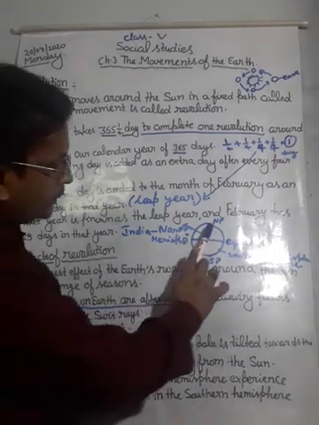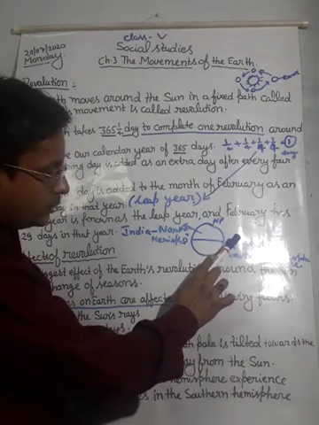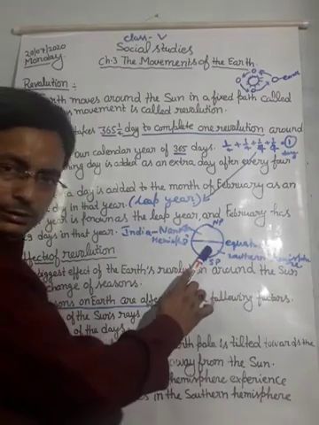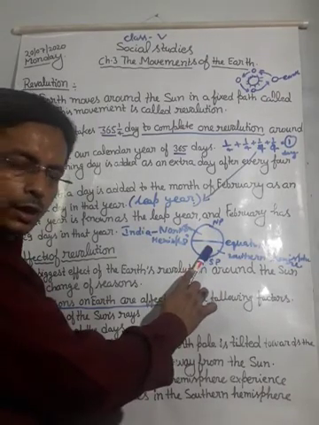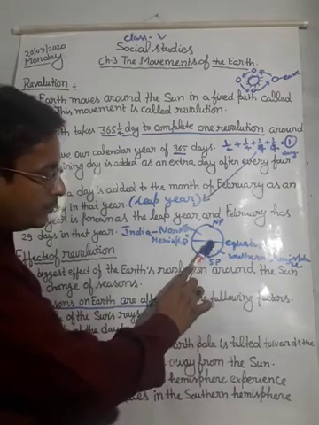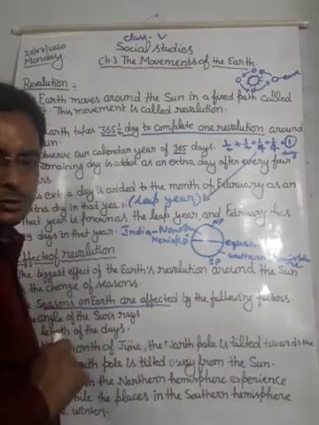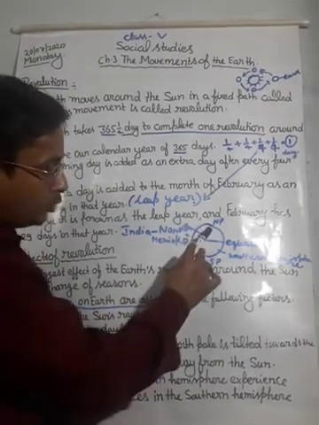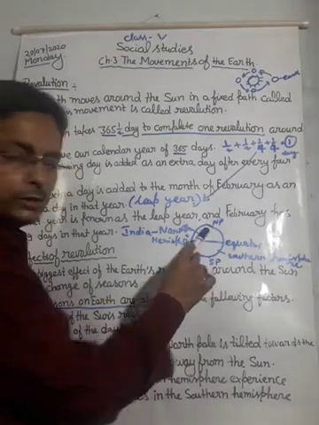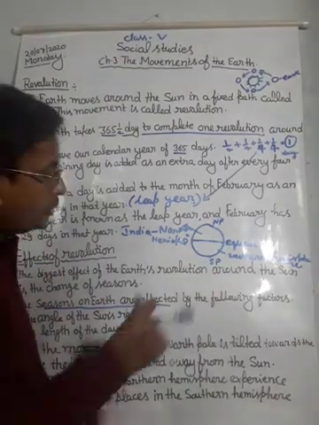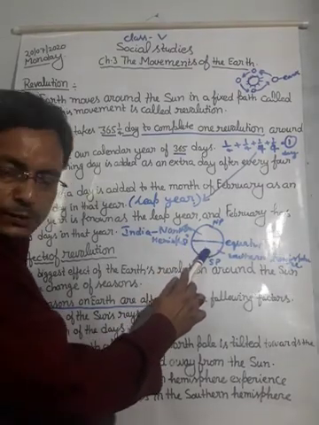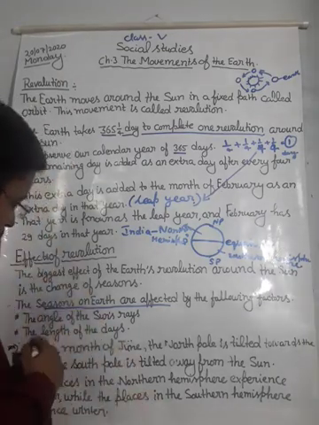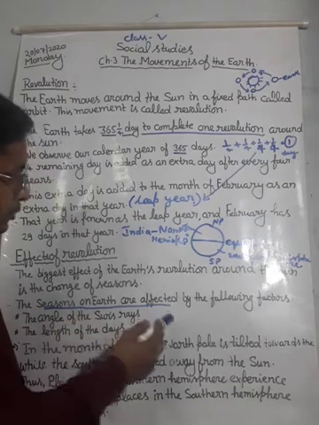So my dear student, when this portion is tilted towards the sun, it will get more sunlight, and this portion, the southern hemisphere, is tilted away from the sun, so it will get less sunlight. So which season will be there in the northern hemisphere? Can you tell me? Yes, summer season. And which season will be there in the southern hemisphere? Winter season.